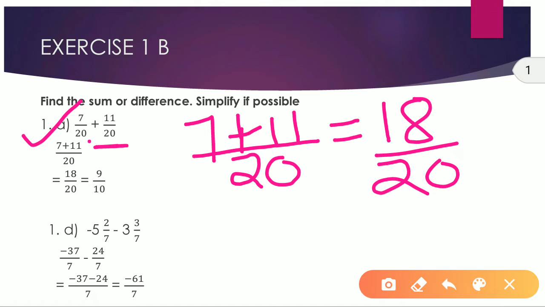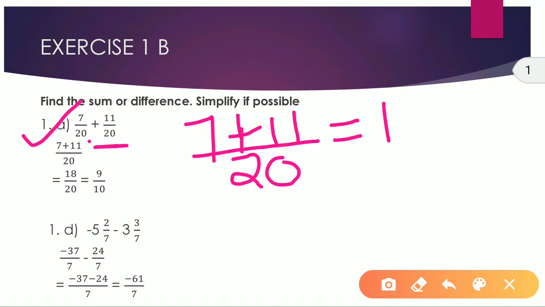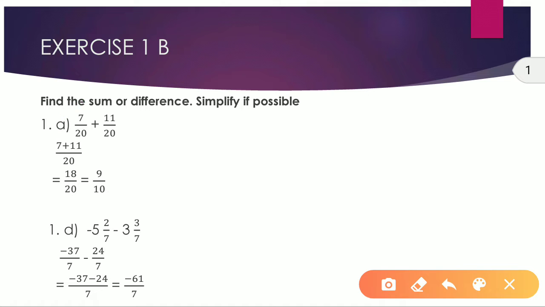Now, this 18 by 20, we can simplify. If you don't know how to simplify this, go through our previous video. So, after this simplification, you will get 9 by 10, which will be your answer. Once again, I am going to repeat it. In our first question, the denominators are same. So, first we write the denominator 20 and then we just add the numerators.